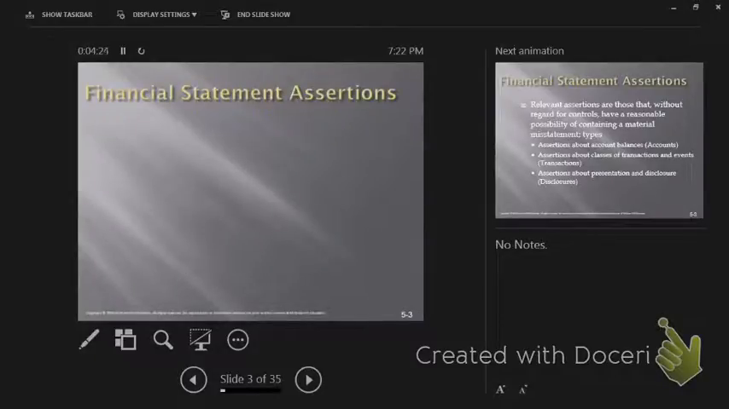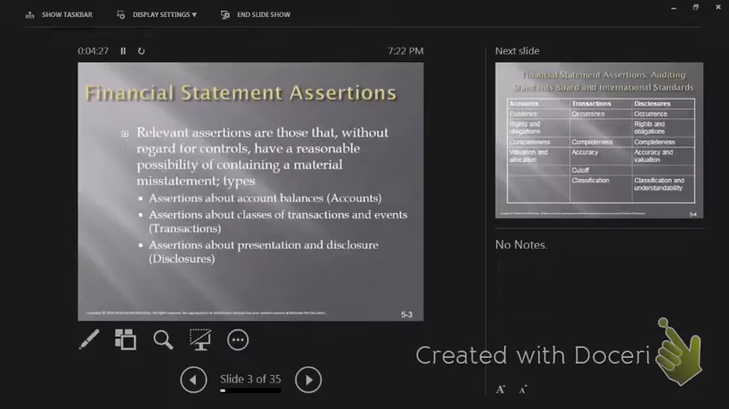All right, so a couple things on the financial statements. Financial statement assertions, I have a hard time saying it, okay. These are with regards to controls. So we want to look at the account balances, the classes of transactions and events that are going on, and then the presentation and disclosure of those transactions. How are things done? How are things set up? When we're looking at those that are relevant, how are we going to look for material misstatement and how everything is laid out on their financial statements?